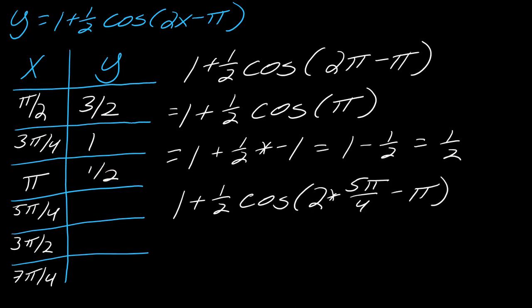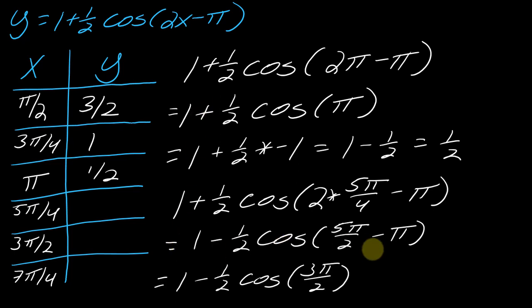All right, continuing down the line, 5 pi over 4. So this is definitely an exercise in just calculation at this point. Working this out, you'll see that the inside will turn into 5 pi over 2 minus pi. So this will come out to 3 pi over 2. Once again, cosine of 3 pi over 2 is just equal to 0. So with 5 pi over 4, that will just come out to 1 because I get 1 minus 0.